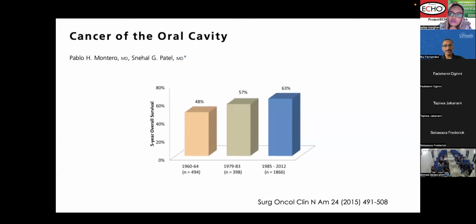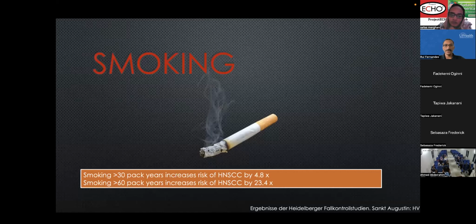The risk remains the same. We know that if you smoke, particularly if you're a heavy smoker, greater than 30 pack per year, that significantly increases your risk odds ratio of having oral cancer. And if you do more than 60 pack a year history, that's 23 times that of the standard population. So a significant risk. Now, what if you were able to convince your patients to stop smoking?